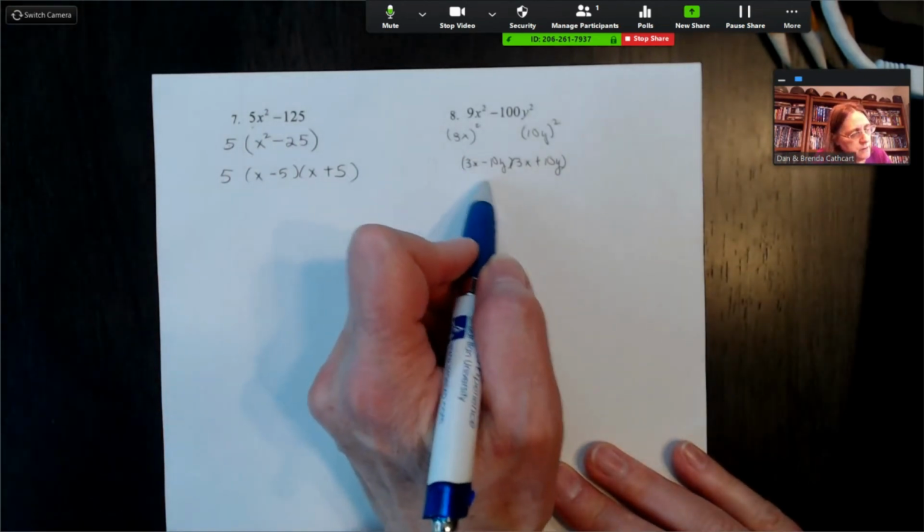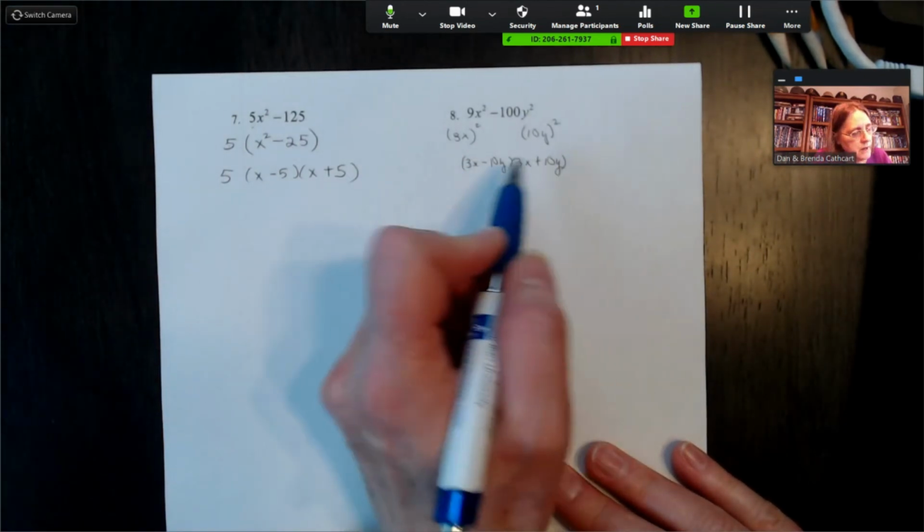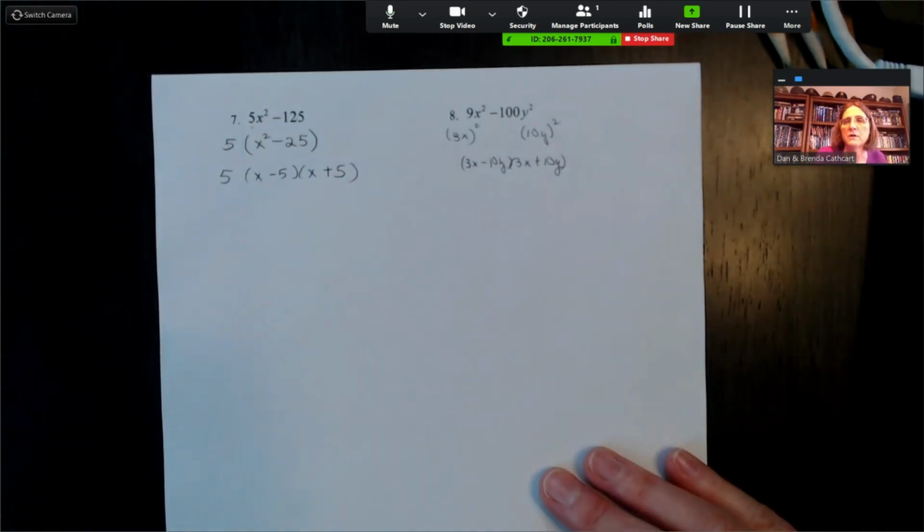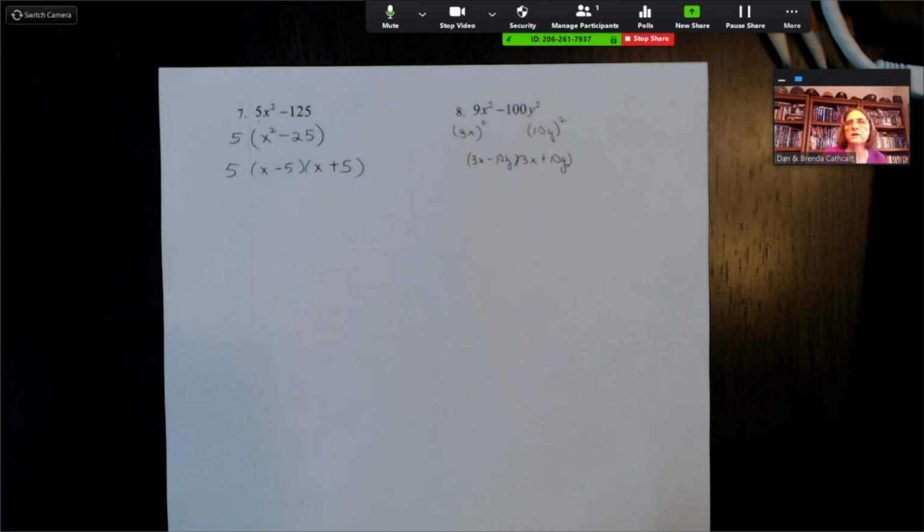Again, our outer term, 30xy, and our inner term, negative 30xy, add up to 0. So that's factoring with special products.